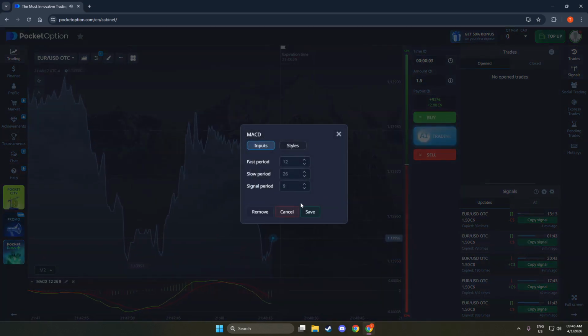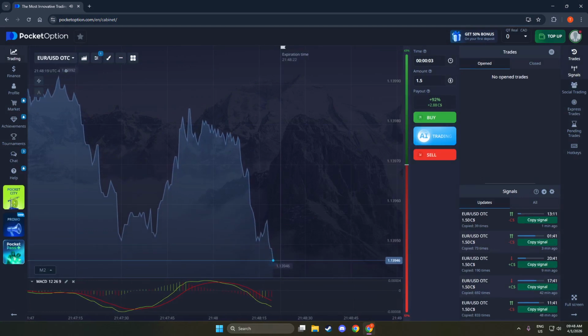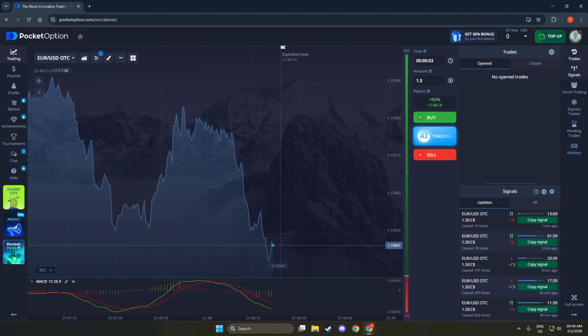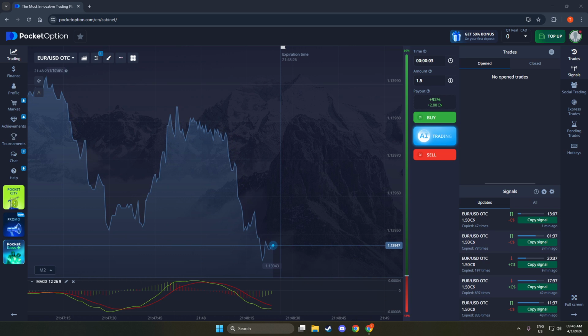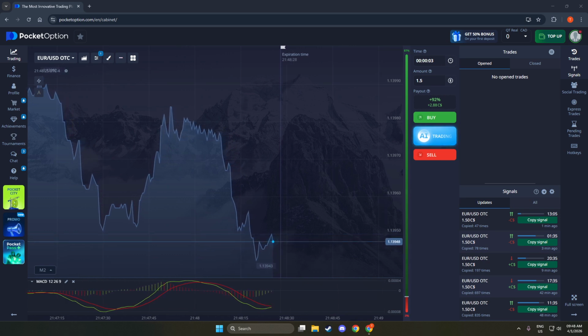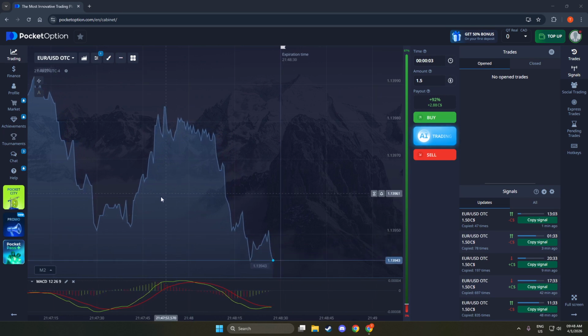Use the histogram as a visual cue. As the lines move closer together, the histogram bars shrink towards zero, warning you a crossover might be coming. When the bars flip from negative to positive, that often aligns with a bullish crossover. When they flip from positive to negative, that often aligns with a bearish crossover.